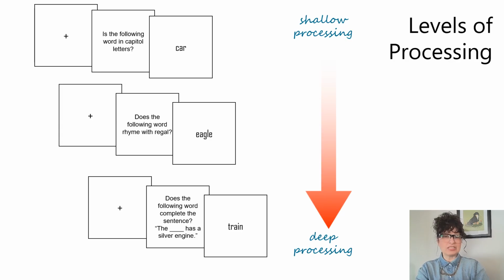Craik and Lockhart then essentially operationally characterized each one of these conditions as either shallow or deep processing. So the capitalization question would promote shallow processing, where attention is being really directed to the superficial features of the word, like literally whether it's capitalized or not. In comparison, the fill in the blank question promotes this deeper level of processing, where attention is directed towards the meaning and relating the information to something else.